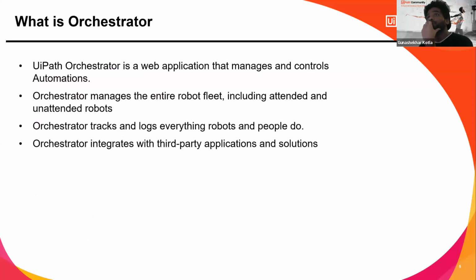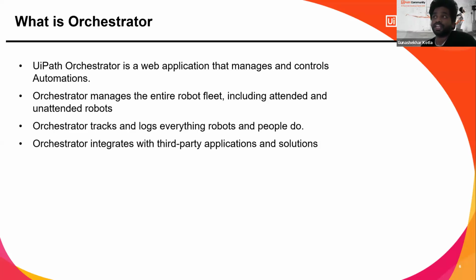So coming to Orchestrator. What is Orchestrator? UiPath has three main components: Studio, Orchestrator, and Assistant. Studio is where you build your automations, and once you build them, you need to maintain, publish, or run those automations. For that, we have another component called Orchestrator. So that's the use of it.